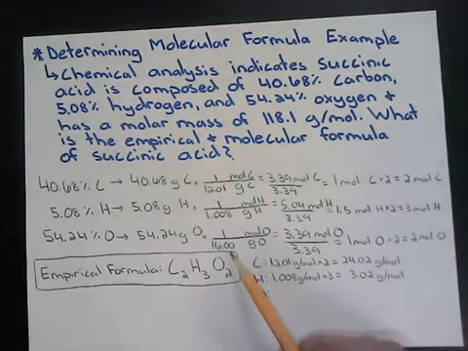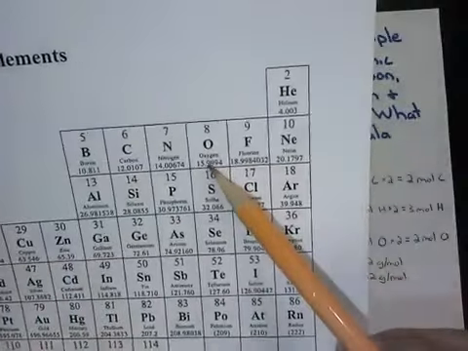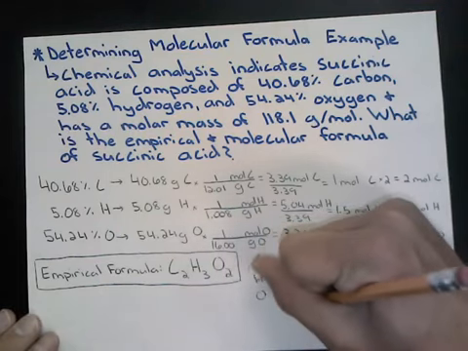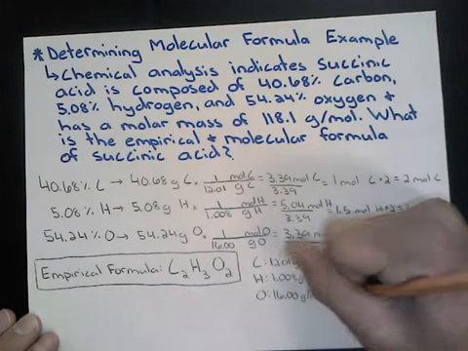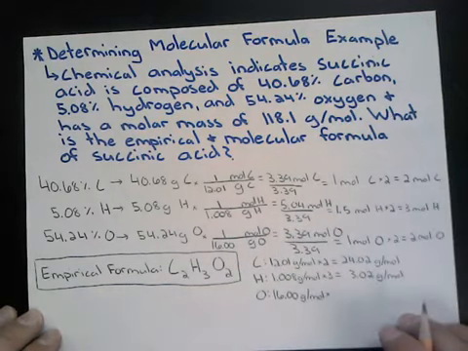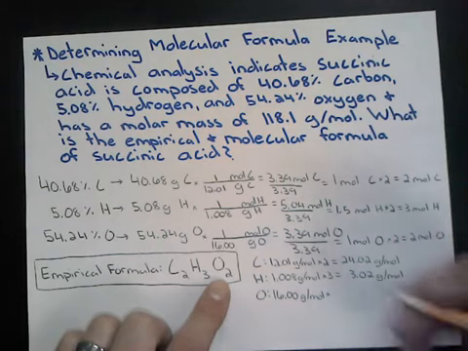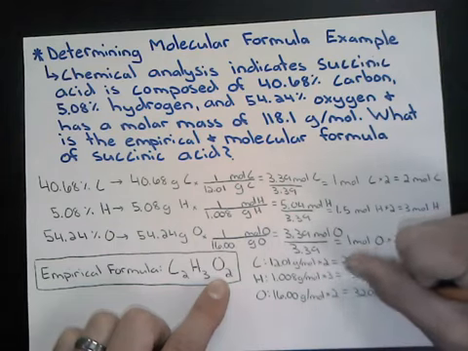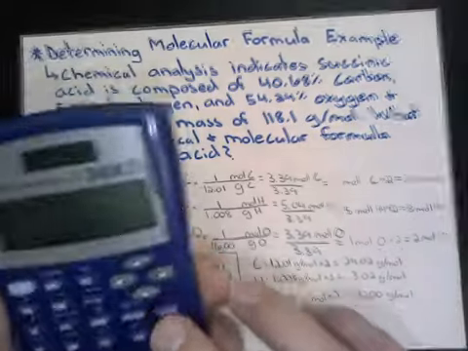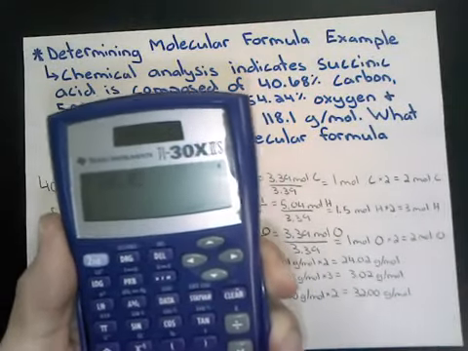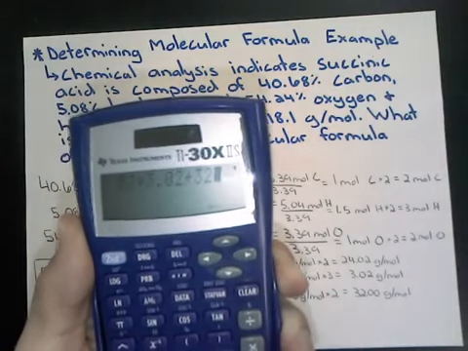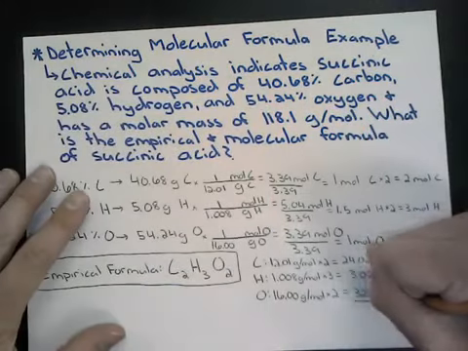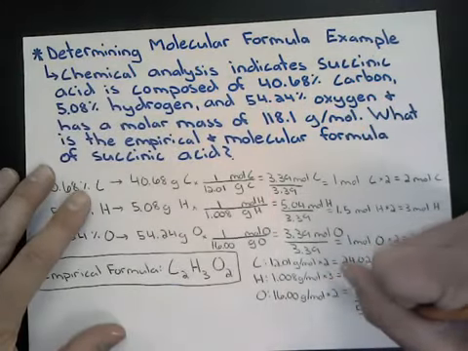And then oxygen. Remember, oxygen has a molar mass of 16 grams per mole. If you forget, it's on the periodic table, 16 grams per mole. And we multiply it by the number of oxygens we have, which is 2. 16 times 2 is 32. And all we need to do is add these values together. So we add 24.02 plus 3.02 plus 32.00. We get a value of 59.04 grams per mole.